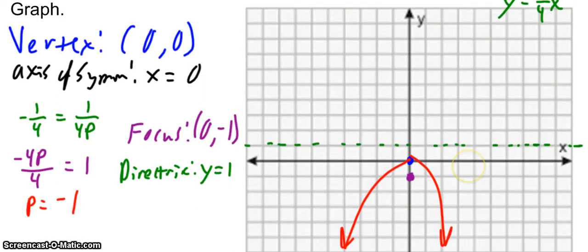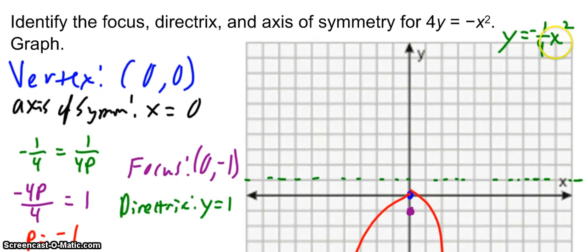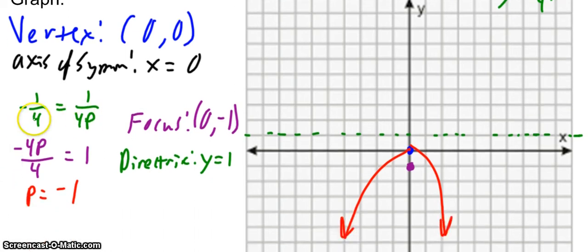Okay, so hopefully we got a parabola that opens down like this. The vertex was at (0, 0). And again, I know that because nothing's added or subtracted inside the function or outside of the function. Therefore, the axis of symmetry is at x = 0. I set my a value, which is -1/4, equal to 1/(4p). Multiply both sides by 4p, -4p/4. The 4's cancel, and I divide by -1, so p is -1.